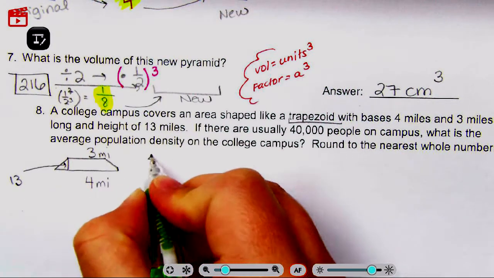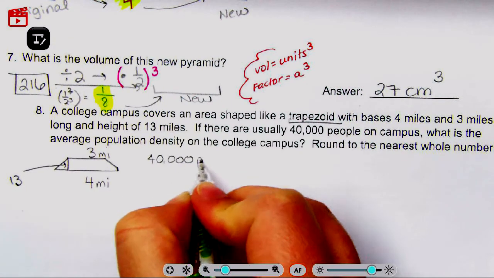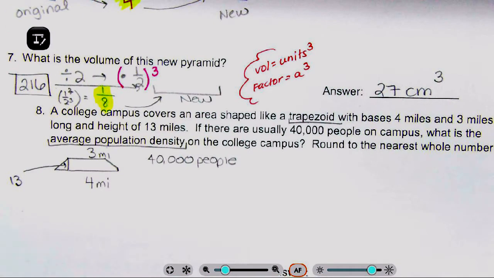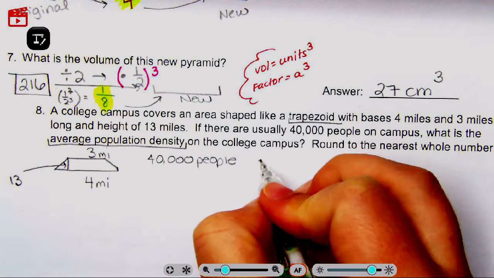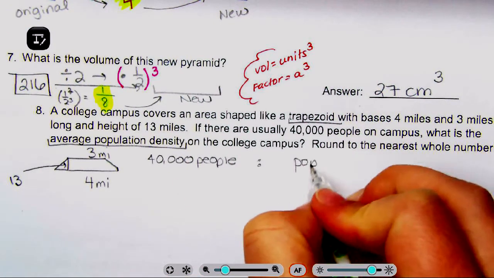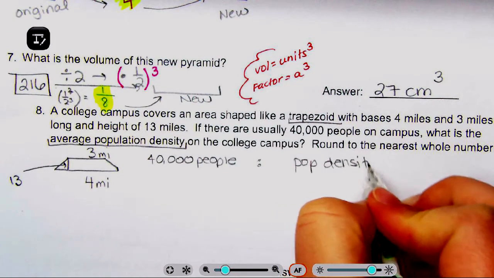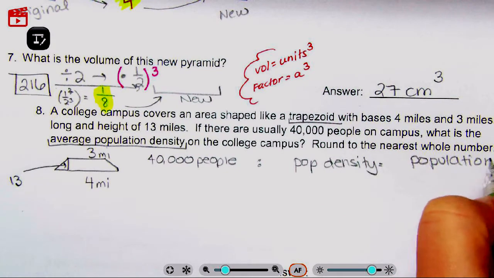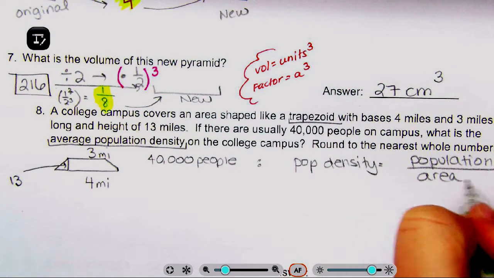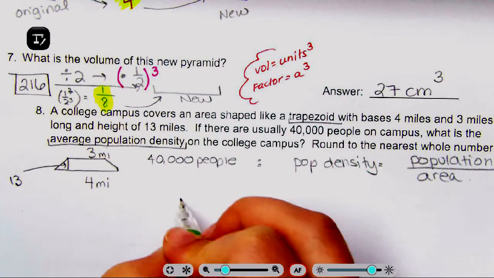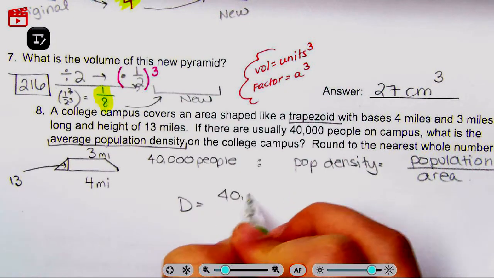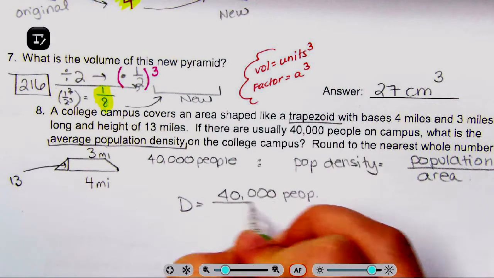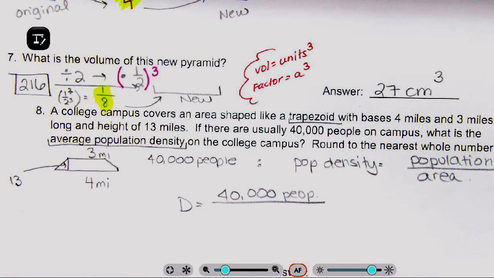If there are 40,000 people on campus, what is the average population density on the college campus? Okay, so population density is this formula. You have your population over your area. So density is equal to 40,000 people over the area.